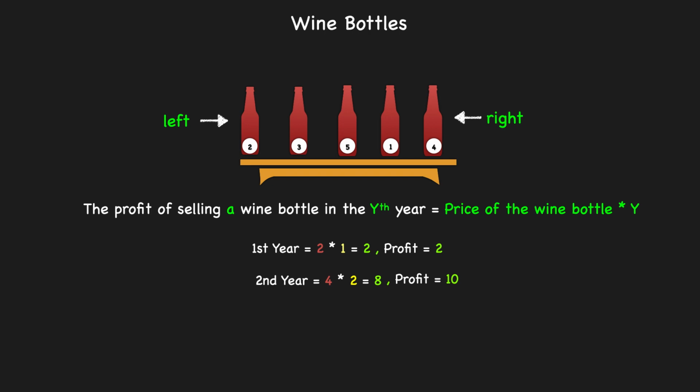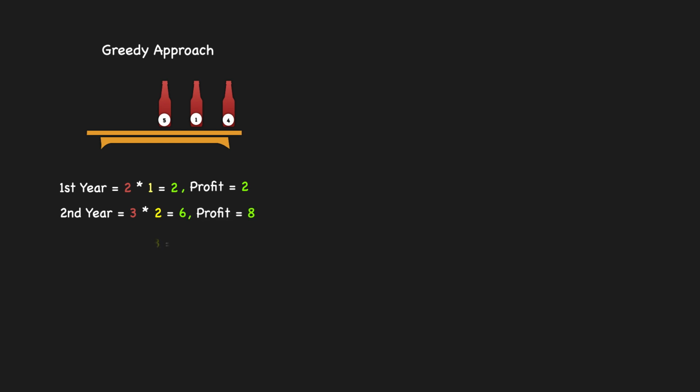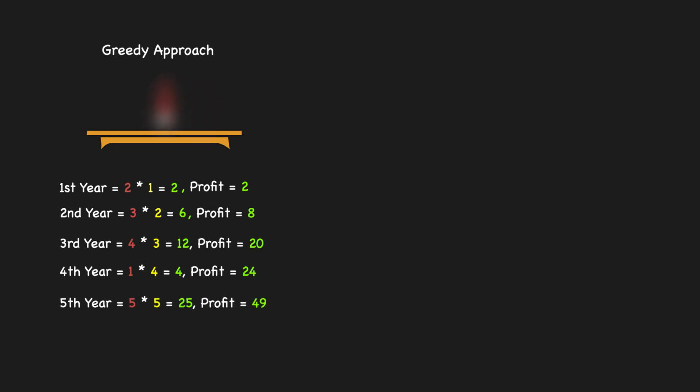So let's apply the greedy approach and check out what that looks like. Let's start by selling the cheapest bottle first and observe the profit as we continue with each sale. In the first year, we'll sell the leftmost bottle for a price of 2, and that makes it a total profit of 2. In the next year, we'll sell the leftmost bottle again for the price of 6. Adding this to the previous profit of 2, the total profit is 6 plus 2, which equals 8. So these are the profits for the next 3 years, and by the time we have sold all the wines, our total profit stands at 49.